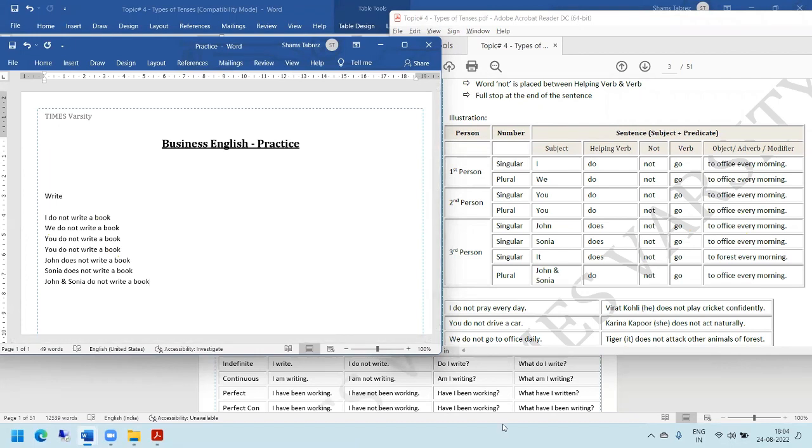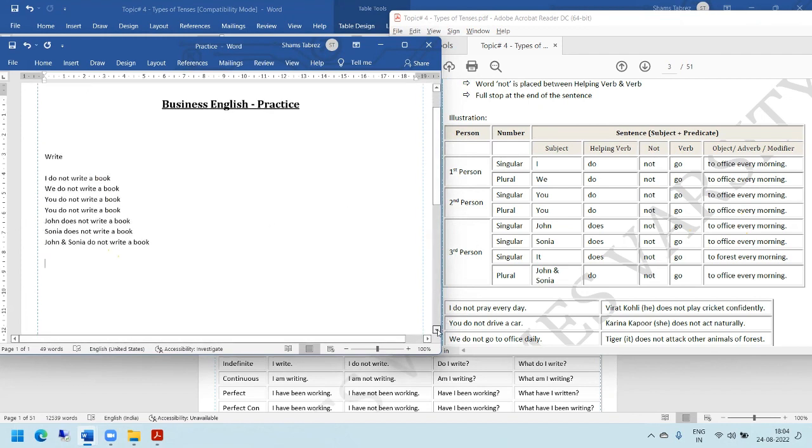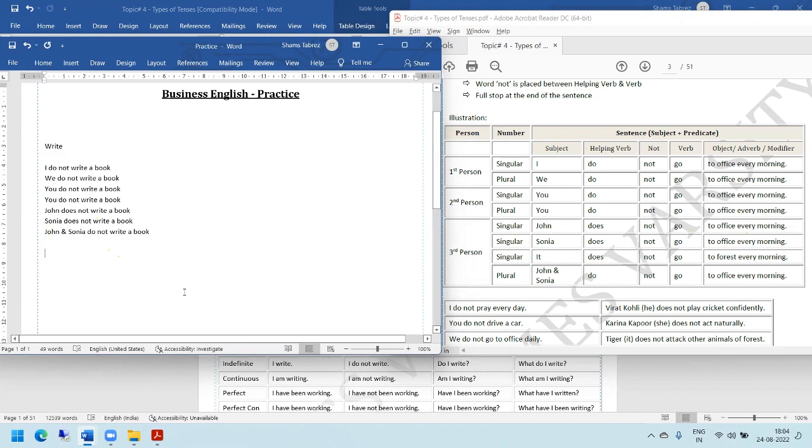So as you can see, Mr. Sabi has made these sentences by using the noun. Now I want another volunteer to make these sentences using pronouns. Like he has used the nouns John, Sonia, and so on. So instead of nouns, what can we use? Let's see if any other volunteer would like to work on this with only pronouns.